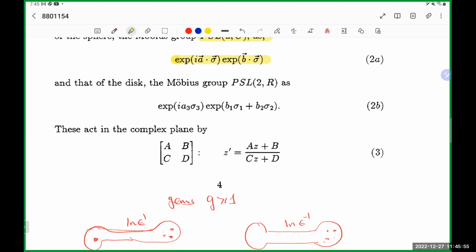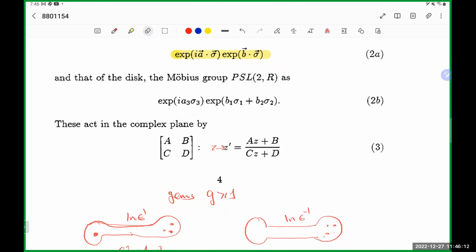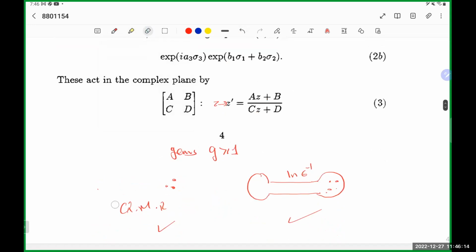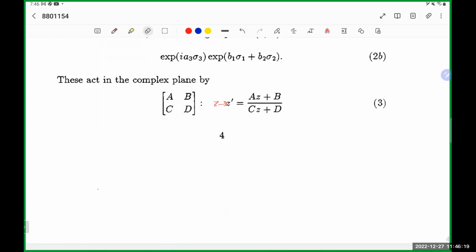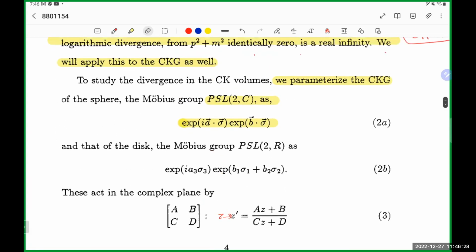And it takes a point z to z prime, as usual: z goes to z prime as (az + b)/(cz + d). We'll come back to these points, by the way, of degenerations. We can spend a couple of episodes just on this point and how it happens.